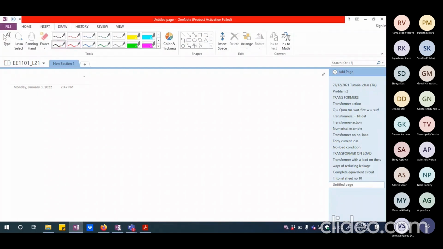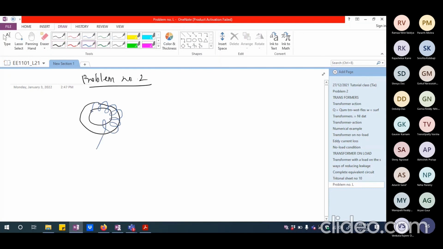So this is problem number 2. The statement is somewhat like this. It is a toroidal core. So a toroid is something like a ring. So you are having a ring like this and it is wound with 125 turns. Okay. And what is being told is this toroid has a rectangular cross section. So if I cut it here, it will have a rectangular cross section.